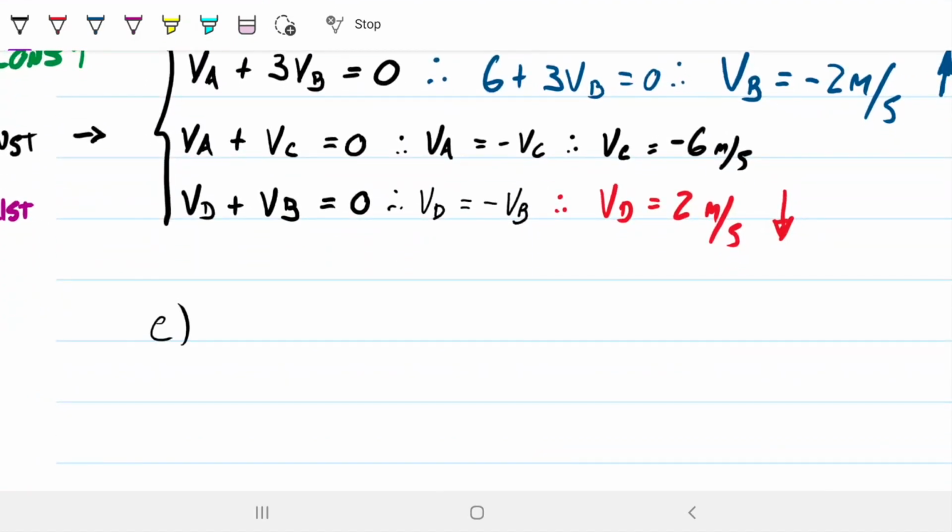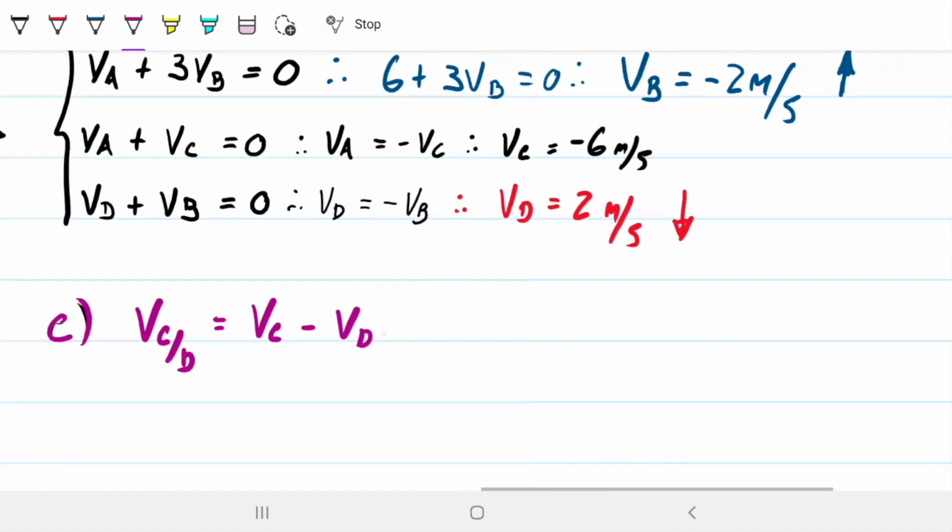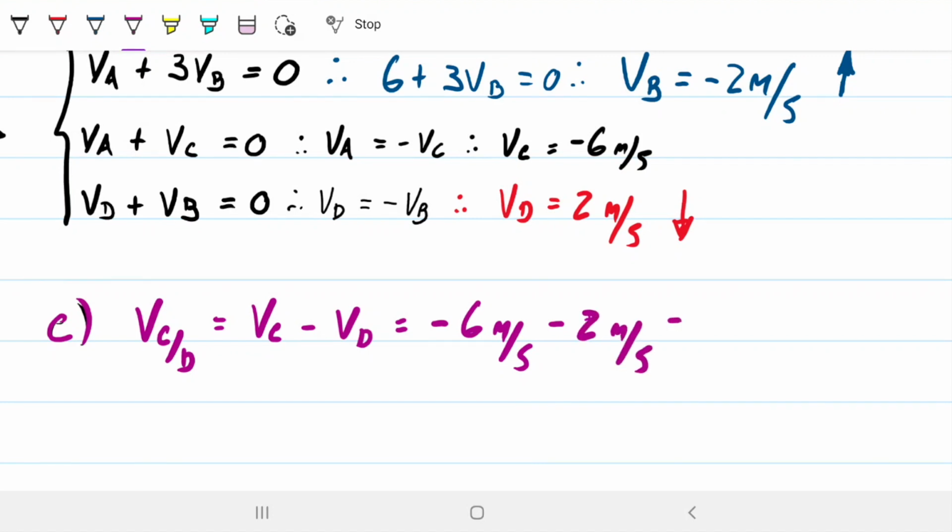Let's go with the purple one. If I want to know the velocity of C with respect to D, that would just be the velocity of C minus the velocity of D. We have everything we need. The velocity of C is minus 6 meters per second, and the velocity of D is 2, so it's minus 2 meters per second, which gives negative 8 meters per second. So from C's perspective, it's moving at 8 meters per second upwards in relation to D. From our perspective, standing still, it's just moving 6 meters per second upwards.